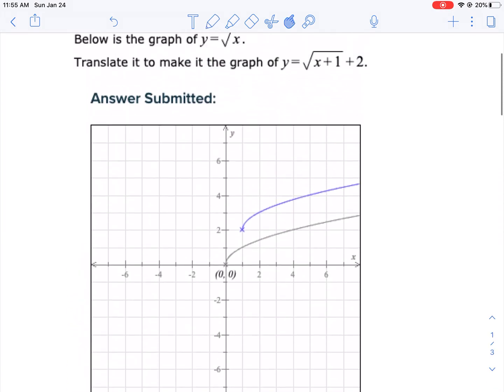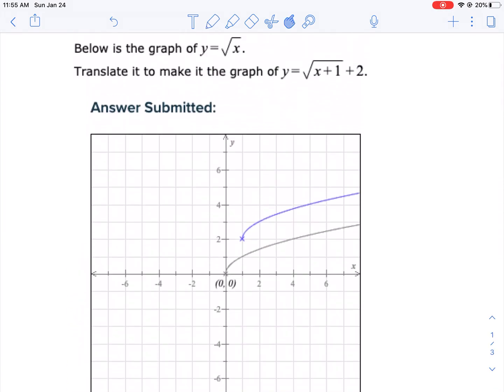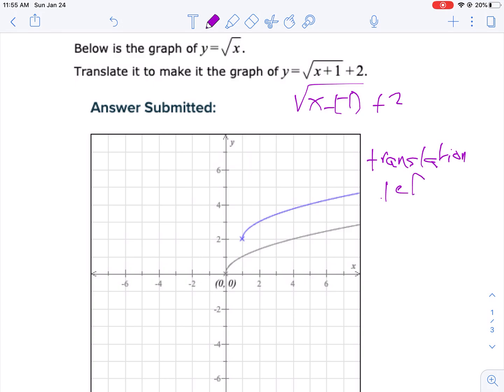So what happens here? It's x plus 1 inside the square root. So that's the same thing as x minus a negative 1. And then plus 2. So in other words, this should be a translation to the left. Said that wrong at first. So that's what happened here. You translated it to the right. It should have been to the left, and then your square root function.